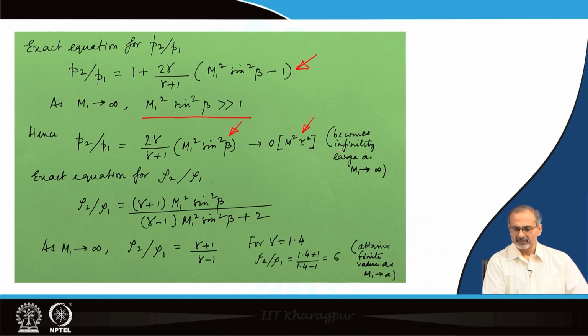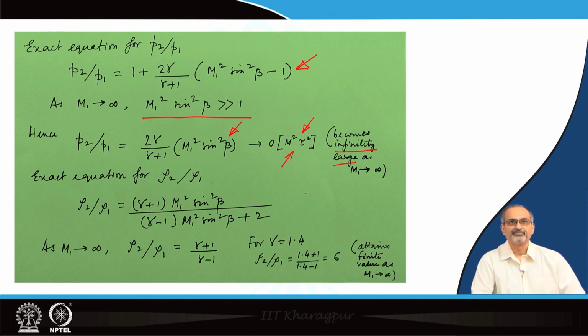Now, this becomes infinitely large as M1 tends to infinity. Again, based on this order, you could think about non-dimensionalizing the p, like we did in the hypersonic small disturbance equations, to get an order unity kind of term. So, that is left as a homework for you. So, that was the pressure ratio.